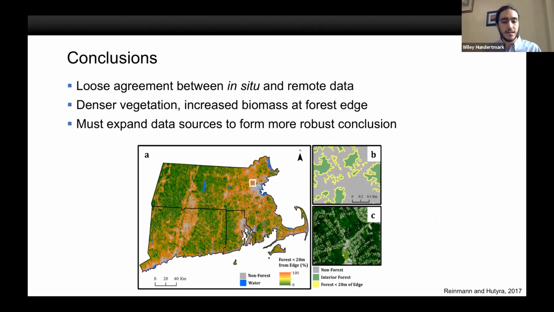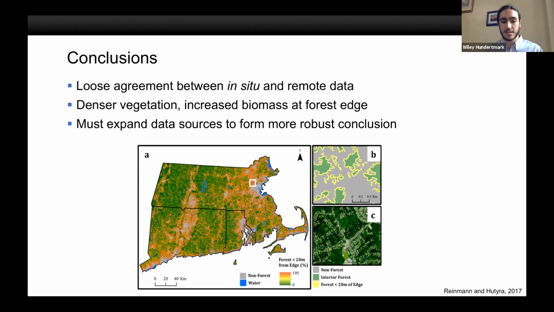So some conclusions here. We have loose agreement between the in situ and remote data. Again, we saw lower nitrogen values at the forest edge, both in the foliar sampling data as well as in the remote data. We also saw denser vegetation towards the forest edge and increased biomass, which goes along with one of our hypotheses from earlier.